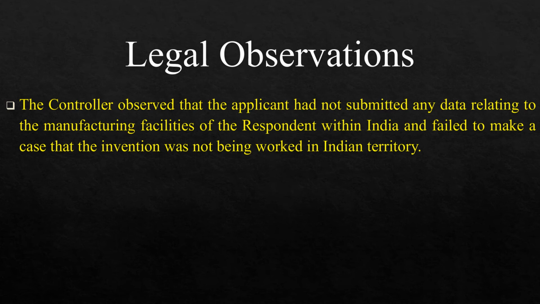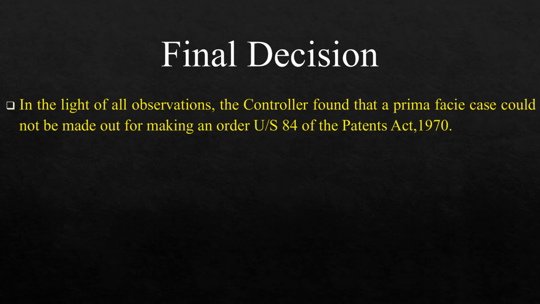Okay, now, what was the final decision? In the light of all the above observations, the Controller found that a prima facie case could not be made out for making an order under Section 84 of the Patents Act 1970. This was the final decision made by the Controller of Patents.